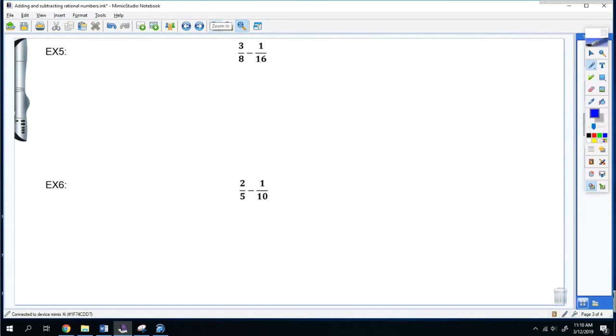So now we're going to do 3/8 minus 1/16. So when you subtract fractions or add fractions, you have to have a common denominator. So my denominators are 8 and 16. So I got to figure out a way to have a common denominator. So I know if I multiply 8 by 2, I can get to 16. So that's what I'm going to do. So what you do at the bottom, you have to do it to the top.